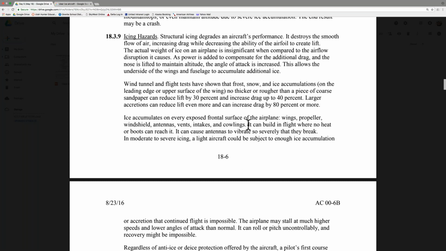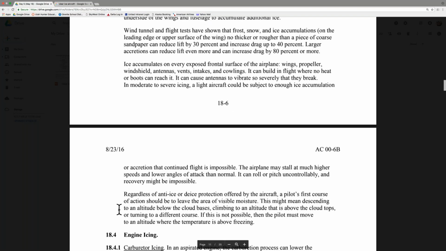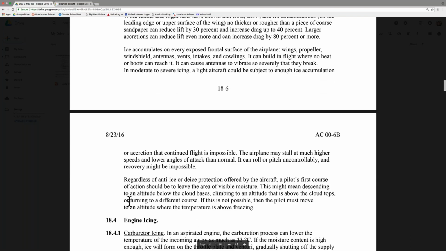So ice accumulates on every exposed frontal surface of the airplane: wings, propeller, windshield, antennas, vents, intakes, and cowlings. It can build in flight where no heat or boots can reach it. It can cause antennas to vibrate so severely that they break, and then in moderate to severe icing, a light aircraft could be subject to enough ice accumulation and accretion that continued flight is impossible.